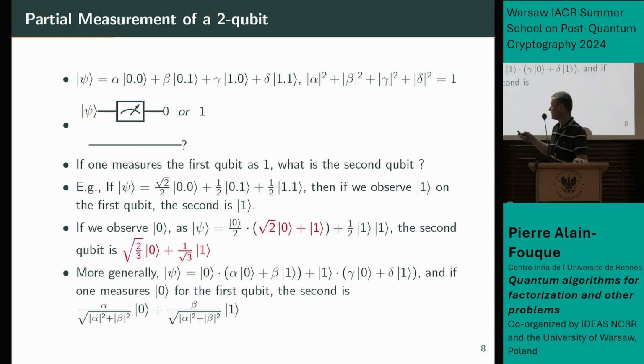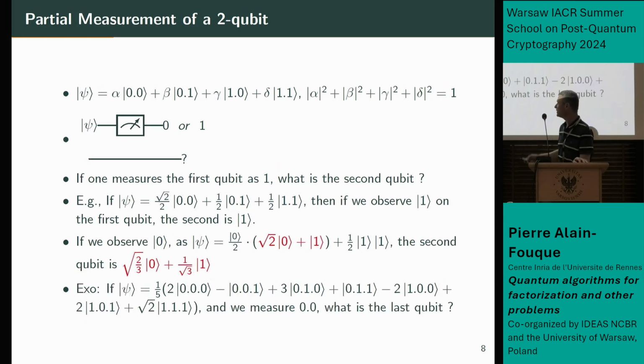So more generally, there is a formula that Giulio presented before. And I just give you some exercise if you want. I have a 3 qubit state. And now if I measure 0, 0 for the first 2 qubits, you will see that you have only these 2 states that begin with 0, 0. And in fact, you just have to normalize these 2 qubit states. Okay?